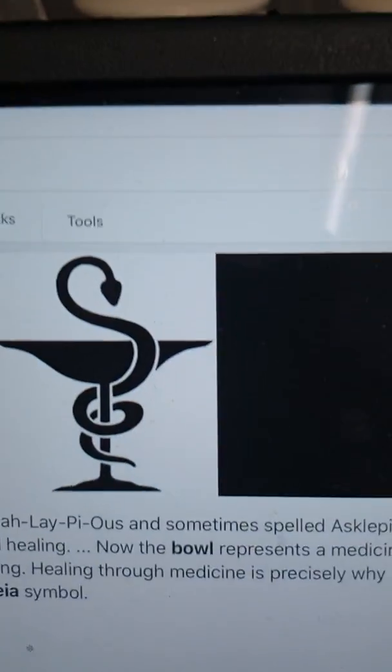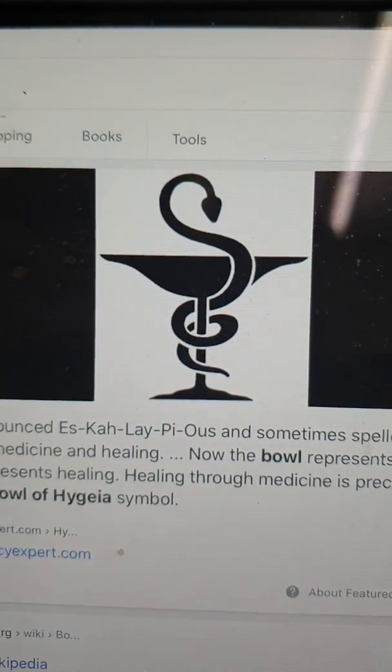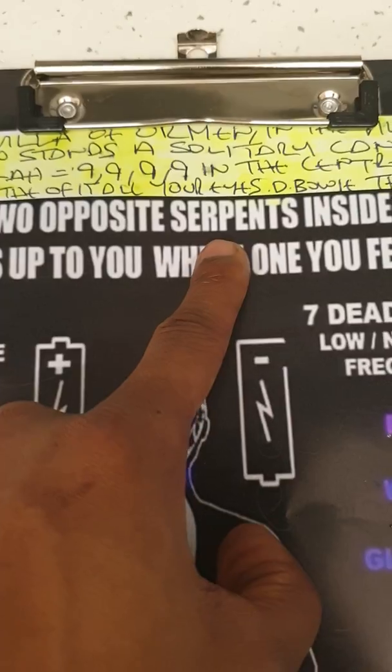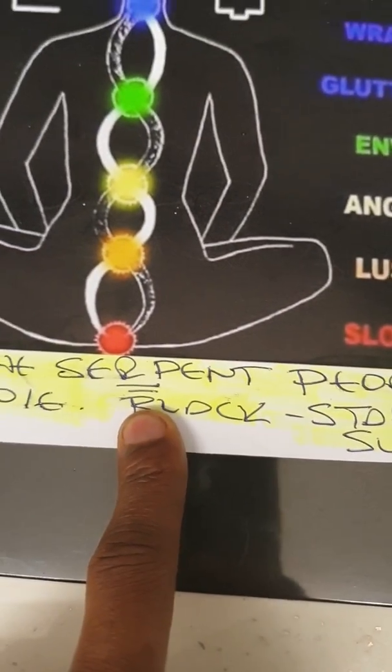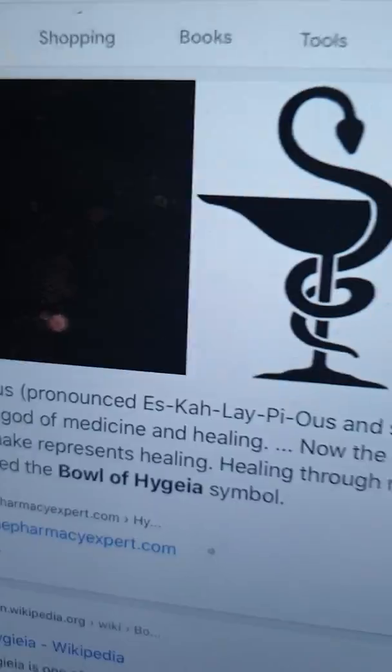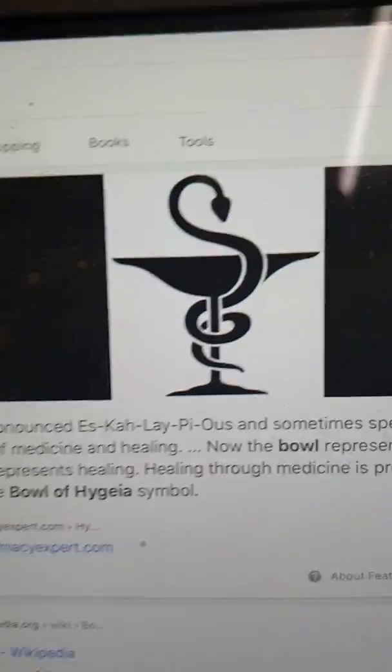There. So this is the bowl of Hygeia, yeah? And there's the serpent that I've been speaking about. The serpent people. Not a bad thing, right? Serpent is RP, 97, which is your left and your right. So there's the serpent there.